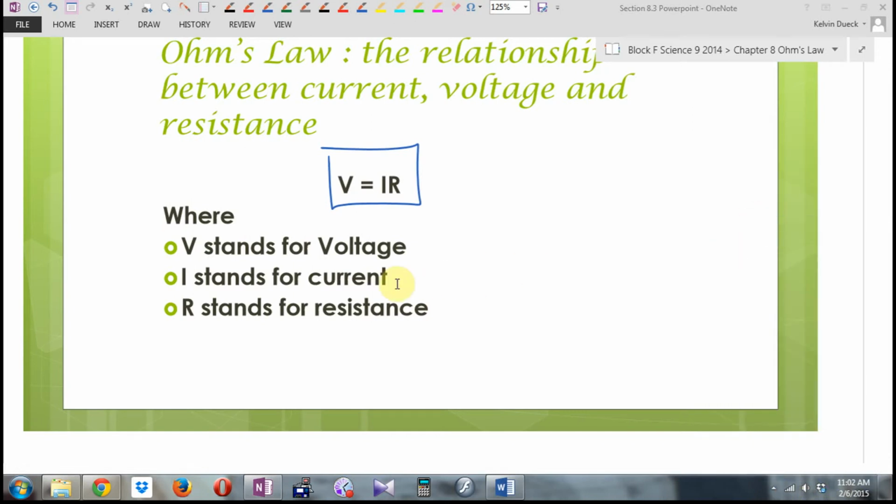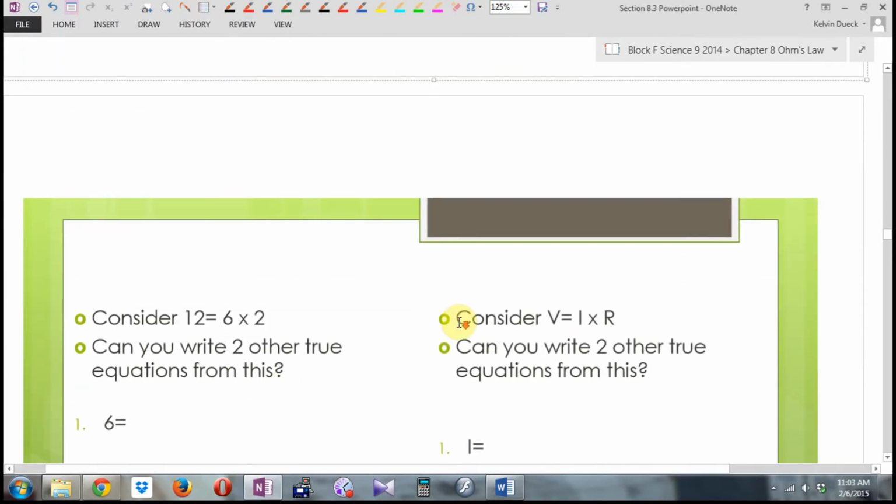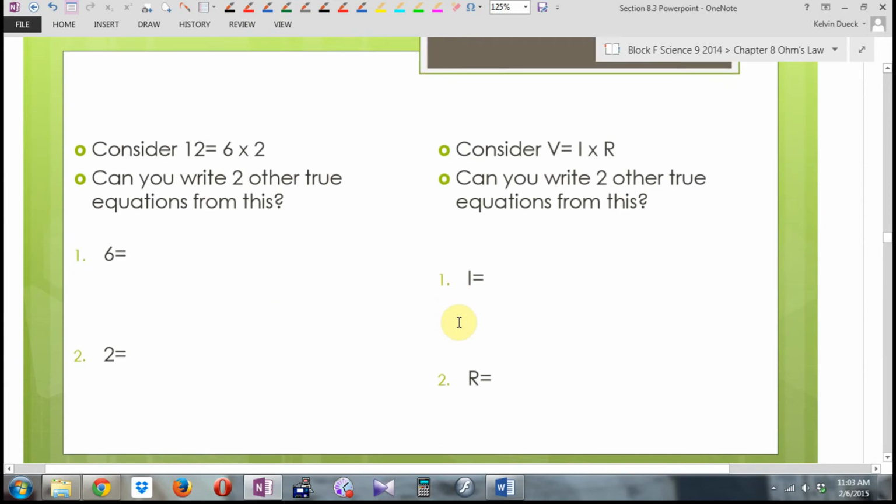And I, current, was like, it's actually sort of like two things. It's both the number and speed of the skiers. And resistance was like how deep the snow was. We're going to flog that analogy, but for now we have it as an equation. Something equals something times something. I'd like you to imagine, suppose I said to you, 12 equals 6 times 2.